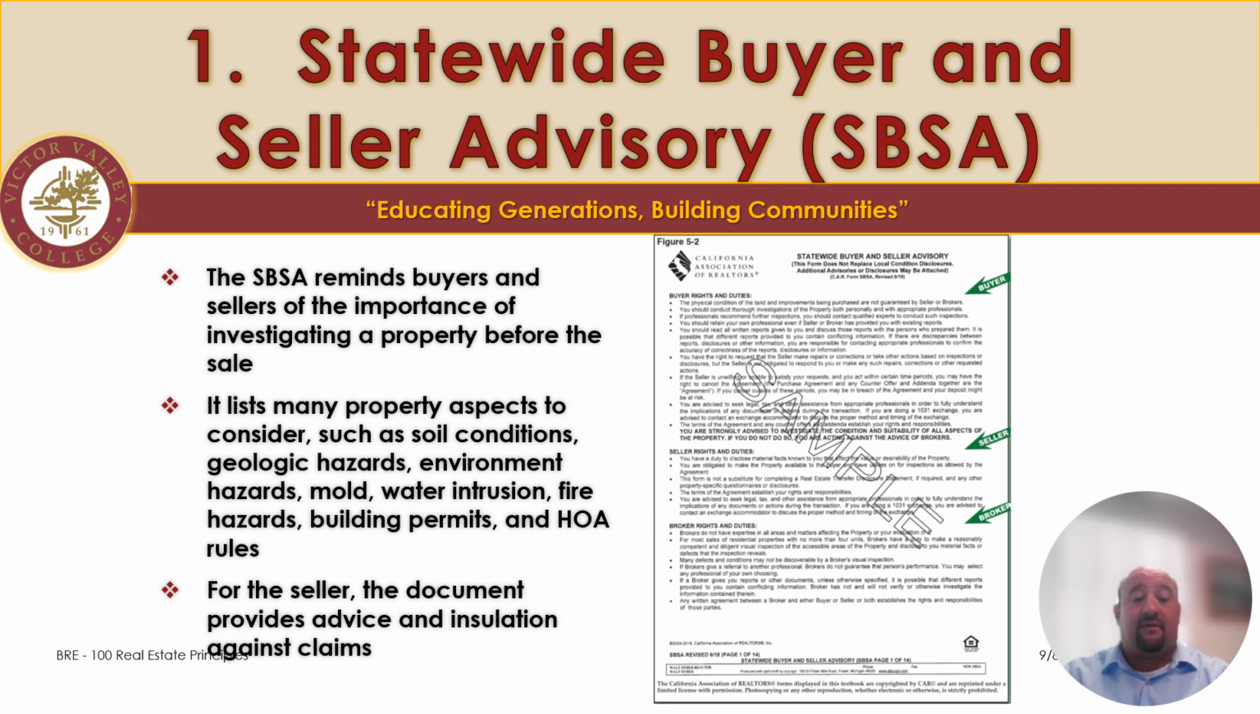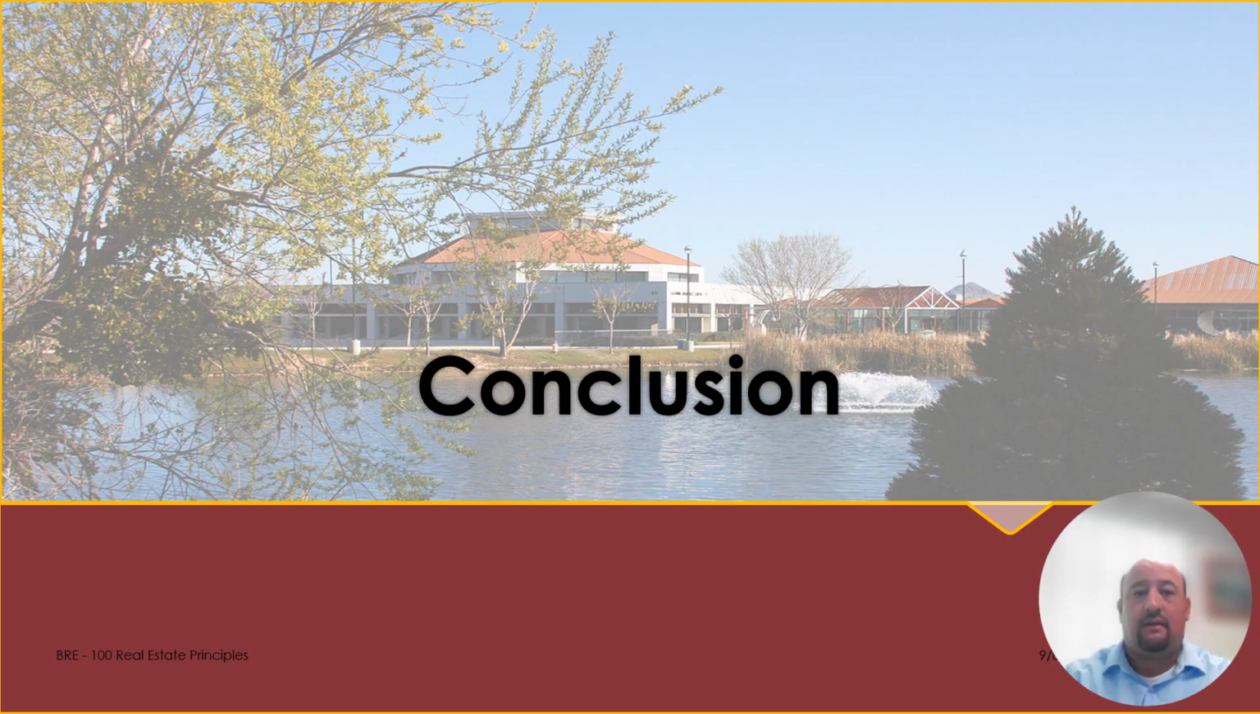And then for the seller, the document does provide advice and insulation against claims. So it basically lays out the responsibility of both parties and what can exist in the property that would prevent the sale from occurring. And that's the conclusion of Chapter 5.